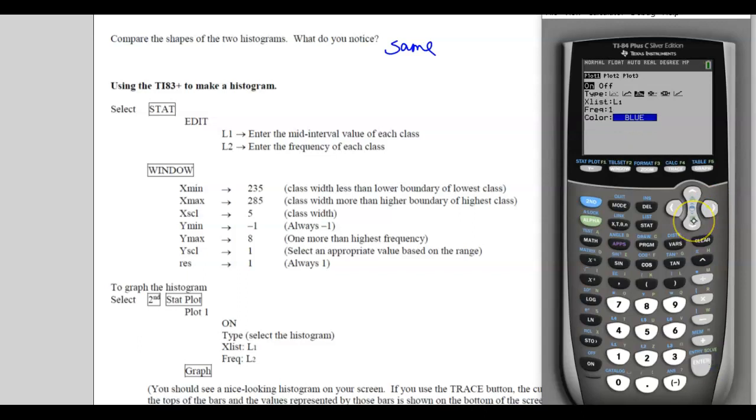Then it'll ask you for your X list, so your data value list is in L1, and your frequency list is in L2. So we have to enter that. So where is L2? It's second key, 2 key. Enter. Mine's graphic a color, so it's just fine. That's just asking what color I wanted. And then press graph. Okay.